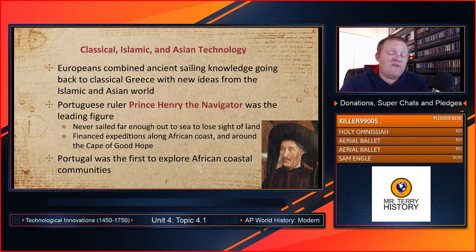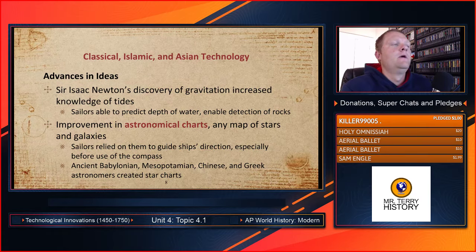Later on, we'll learn about Vasco da Gama, the first European to sail to Asia, who sailed all the way around Africa into the Indian Ocean and made contact with India. So the Portuguese were the first to start this. We're going to talk about two different categories of advances that came: one in ideas and one in specific technologies.